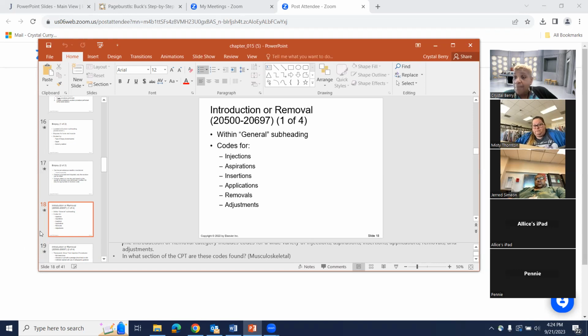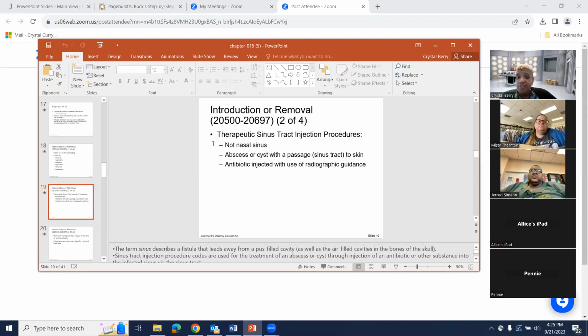So don't give up. I mean, you might think that this stuff is foreign and you don't understand, but if you're reading your chapters and going through the PowerPoint slides, you're going to get it. And if you need help, please reach out to me so that I can help you with finding these codes if you're having difficulty with coding.